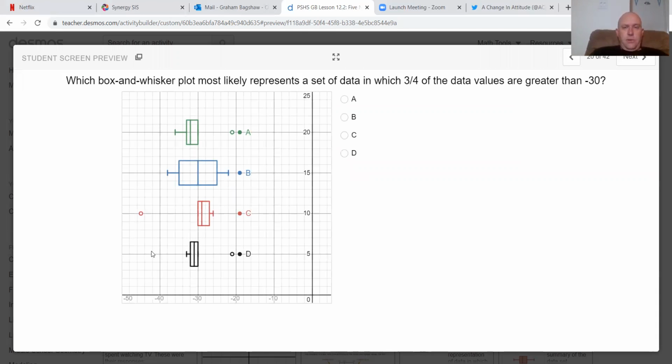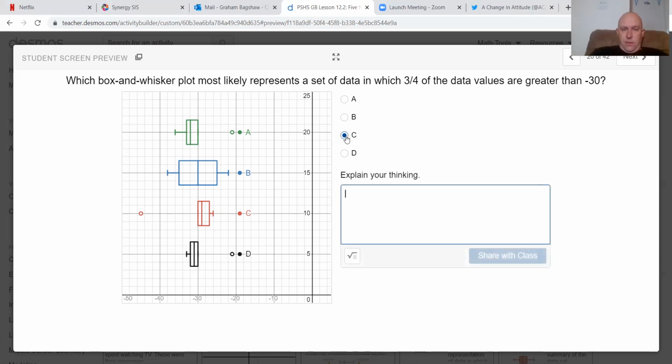Which box on Liska shows 3/4 of the data were greater than -30? So that means I need 3 sections of the picture above -30. So here's -30. And here's my 3 sections. There's the median, there's quartile 1, so there's the median, there's quartile 2, and there's the highest value. Notice there's no part on the left of this. That just means it's going to be the same. So looks like C for me for this question.